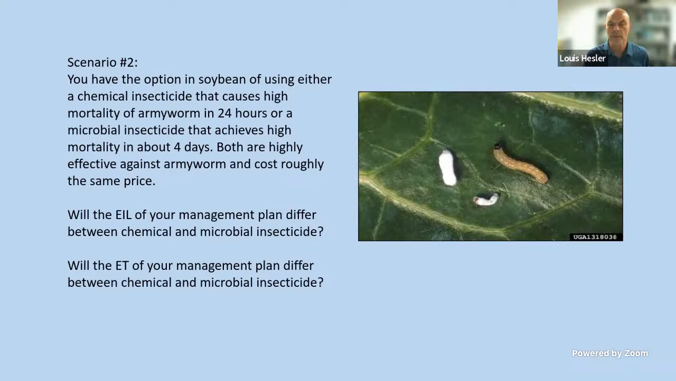Scenario number two, you have the option of using either a chemical insecticide that causes high mortality of armyworm in 24 hours or a microbial insecticide that achieves high mortality in about 4 days. Both are highly effective against armyworm and cost roughly the same price. So one of the questions would be, will the EIL of your management plan differ between the chemical insecticide and the microbial insecticide? And second, will the ET, or economic threshold, of your management plan differ between chemical and microbial insecticide? Give you a minute to think about that.